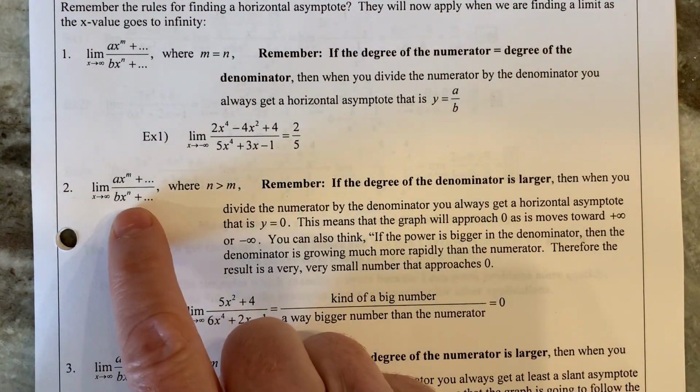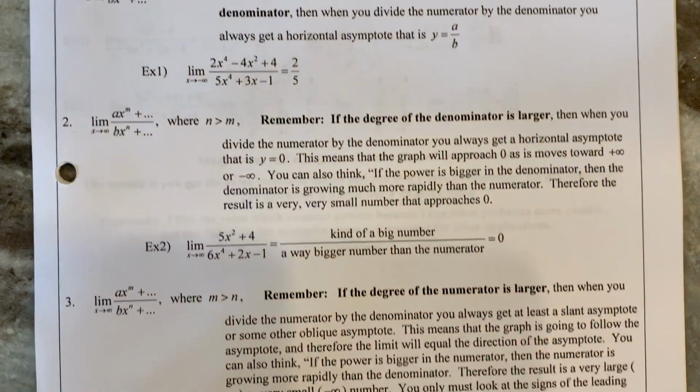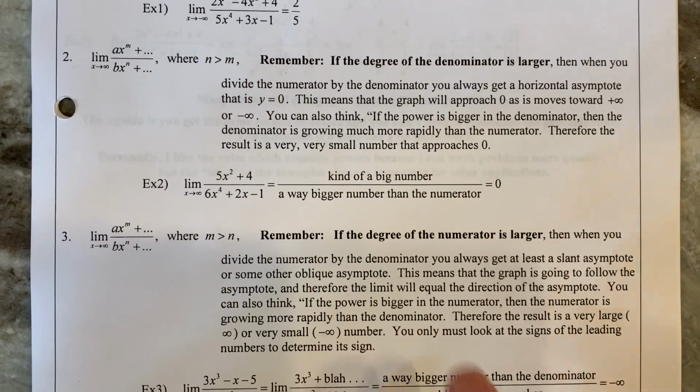And then if the power is bigger on the bottom, like in case number 2, we can always say that the limit is going to be 0. And that's true again, whether I'm going to infinity or negative infinity. Now, what happens when the power is bigger on the top? When the power is bigger on the top, what that means is there's not a horizontal asymptote. So you can't use these rules. You have to start thinking about what it means as far as the graph is concerned.